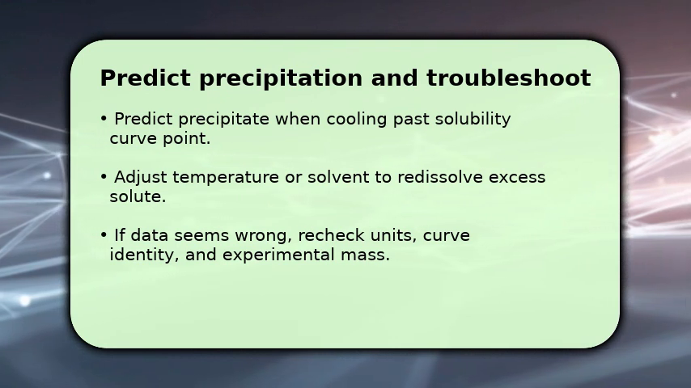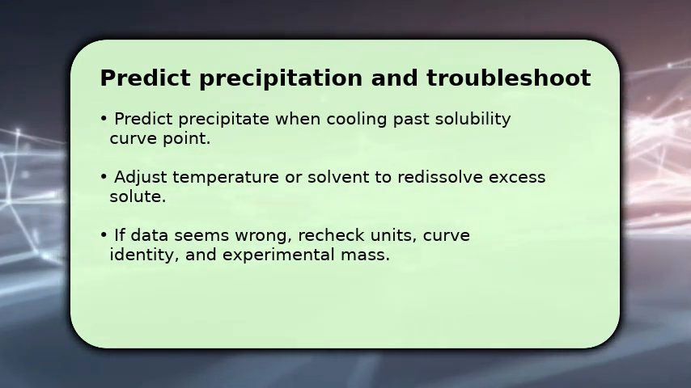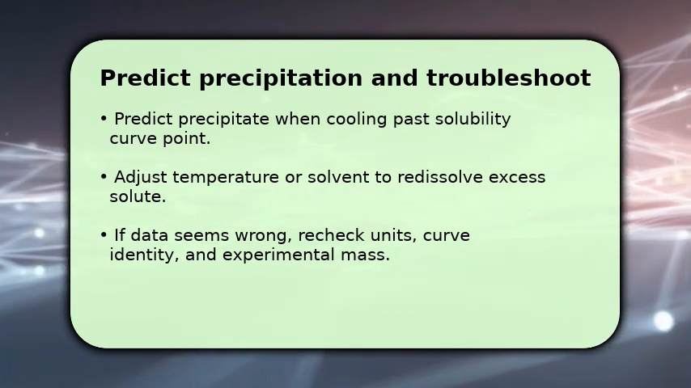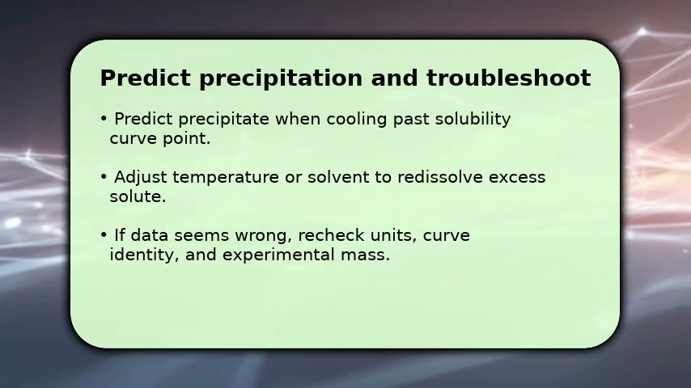If results don't match expectations, troubleshoot. Verify units and that you read the correct curve, confirm sample mass and measurement accuracy, and repeat a key point. Small errors in axis scale or units are the only way readings go wrong.